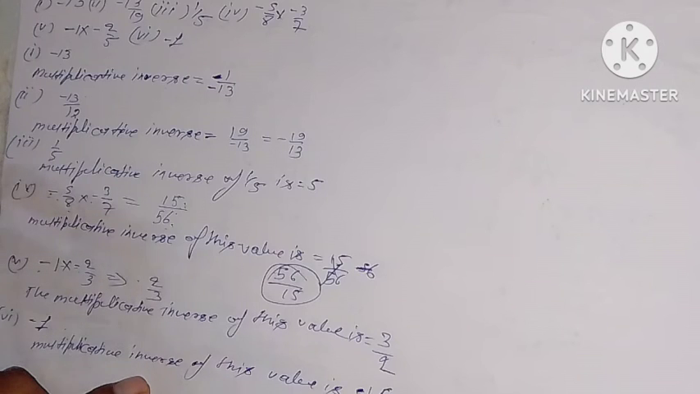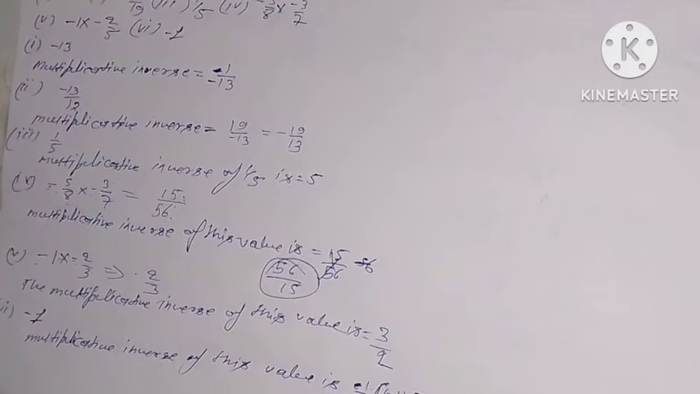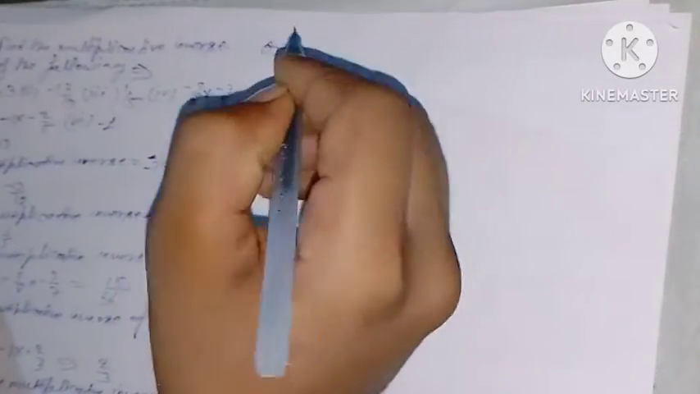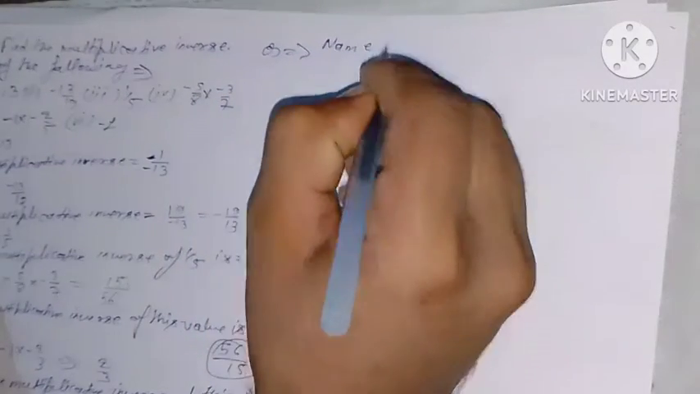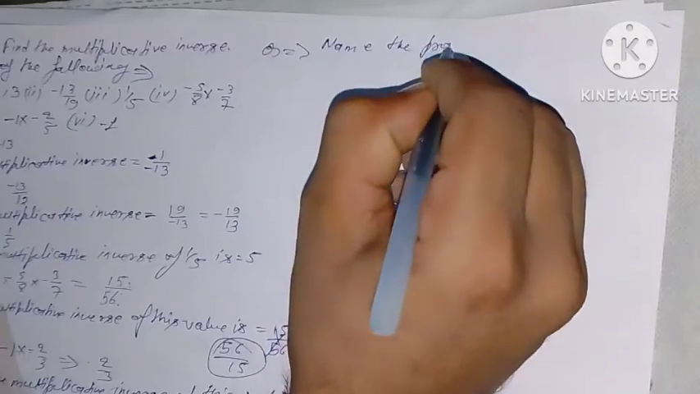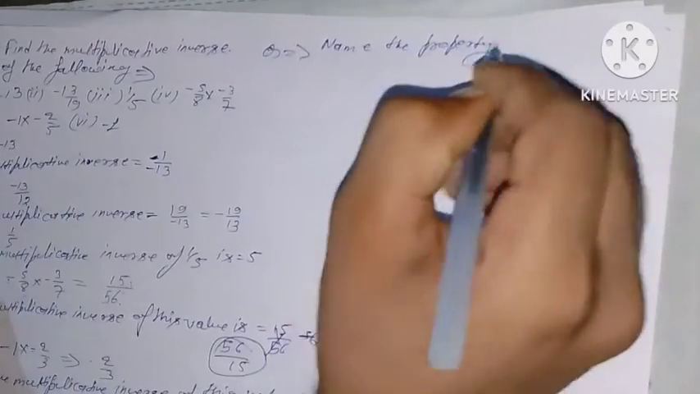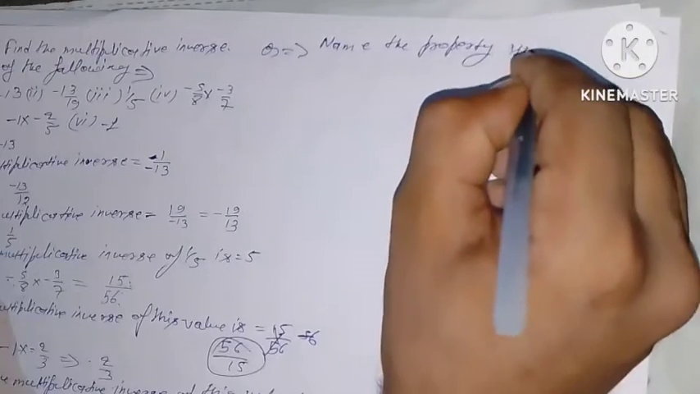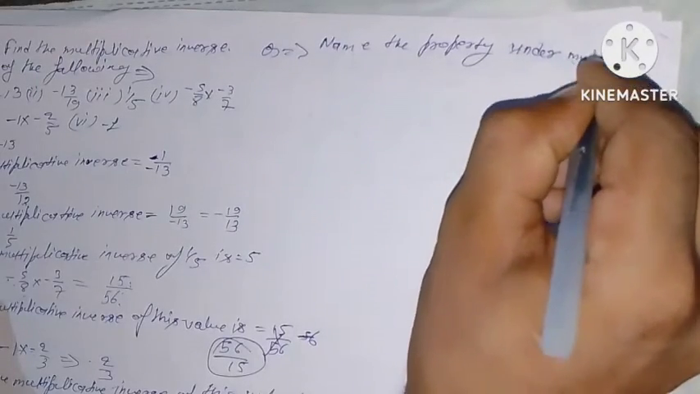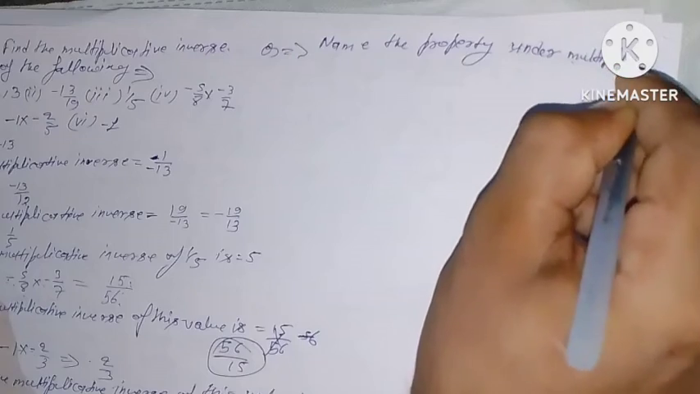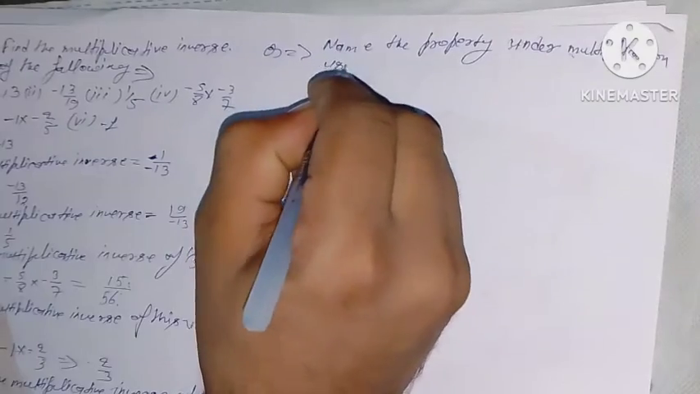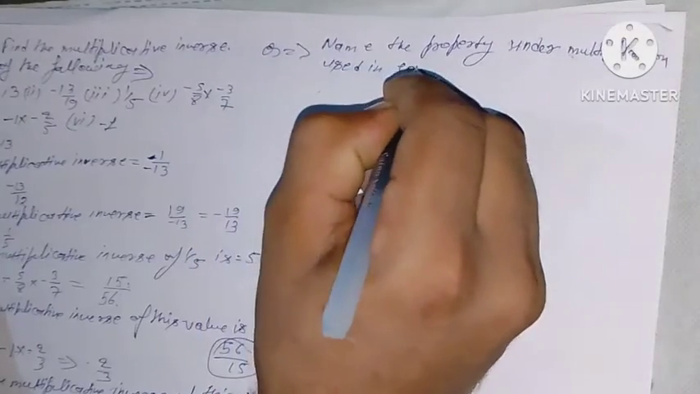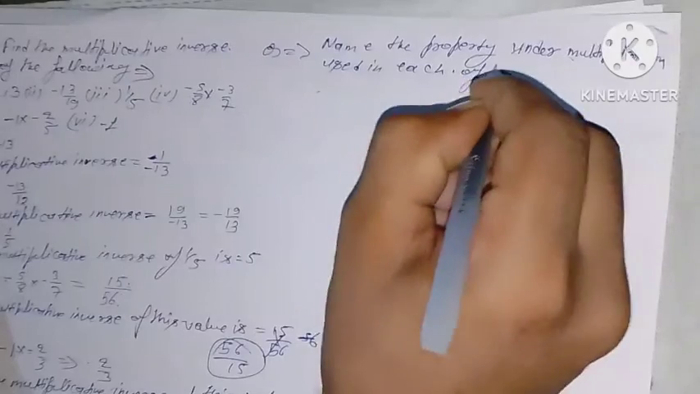And question number 5. Name the property under multiplication used in each of the following.